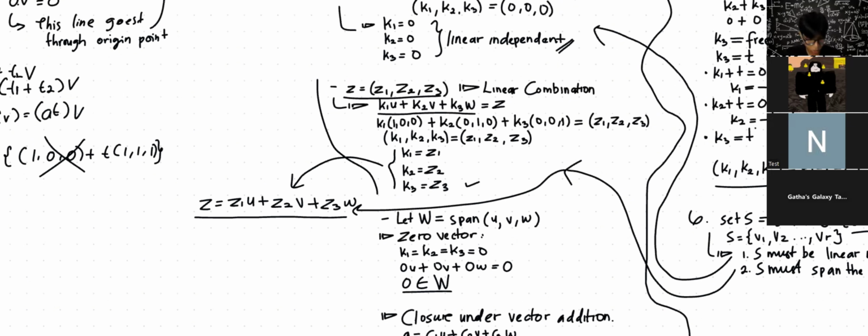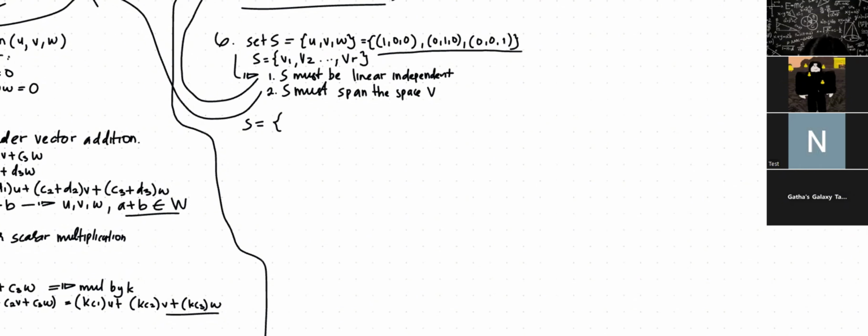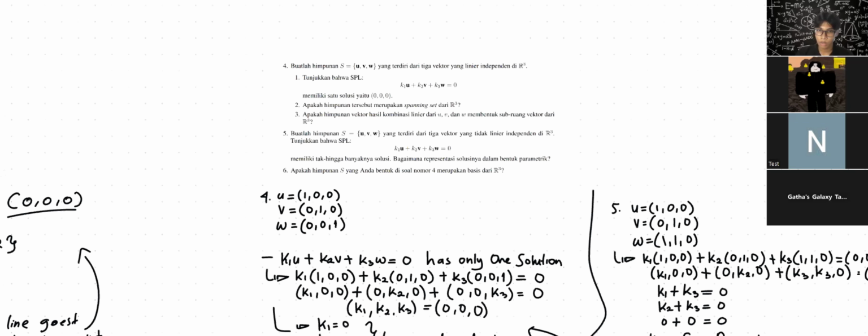Okay, since both conditions are satisfied, the set S, (1, 0, 0), (0, 1, 0), and (0, 0, 1), is a basis for R3. We have finished solving number 1 through number 6. That's all from me and all from our presentation, and we close with thank you everyone.